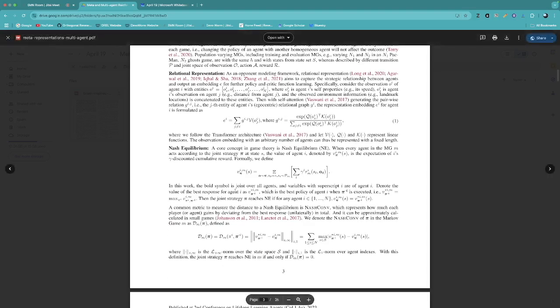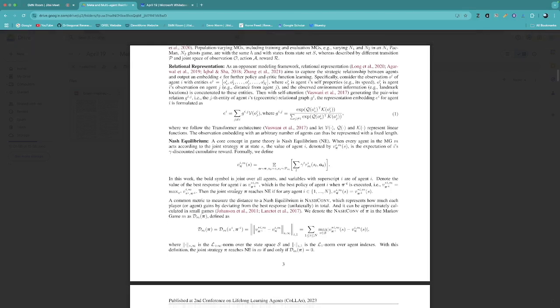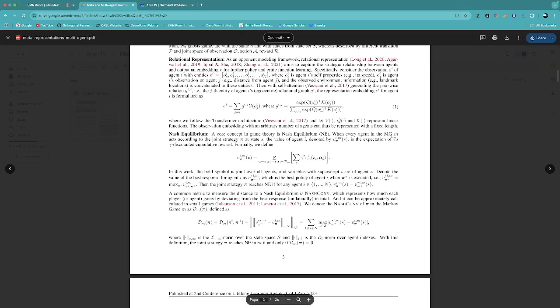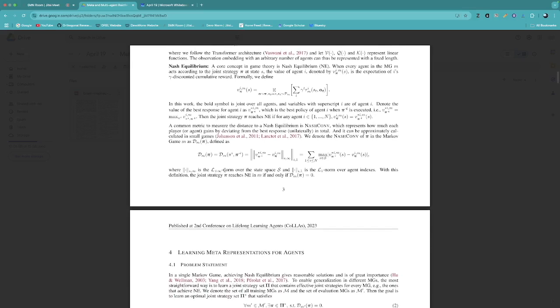Then they have Nash equilibrium, and they talk about that. Every agent in the Markov game M acts according to the joint strategy pi at state S, the value of agent I, and the expectation of I's discounted cumulative reward. So this is in Nash equilibrium.